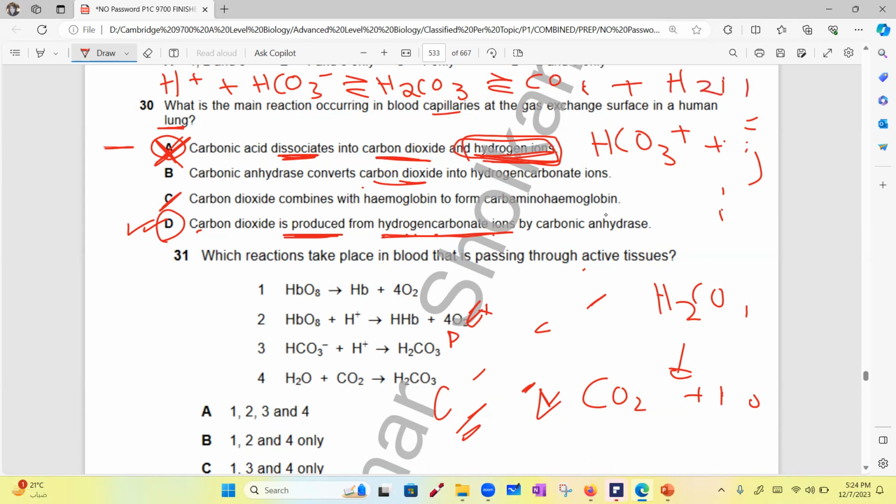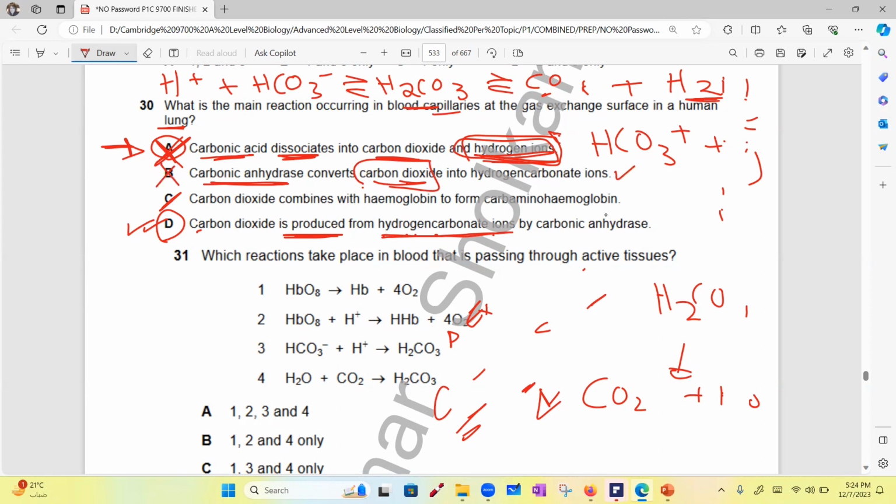A was confusing because it said that the carbonic acid dissociates into carbon dioxide, correct? And it said hydrogen ions. This is the wrong part. Not into hydrogen ions, into water. So A is wrong. B, carbonic anhydrase will convert carbon dioxide into hydrogen carbonate ions. This is correct, but not at the lungs. This happens at the respiring tissues.